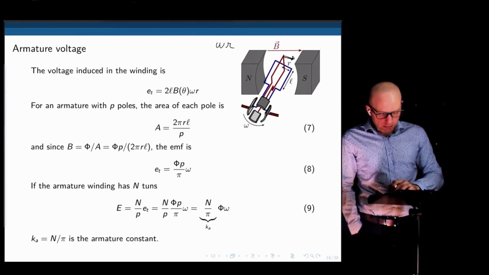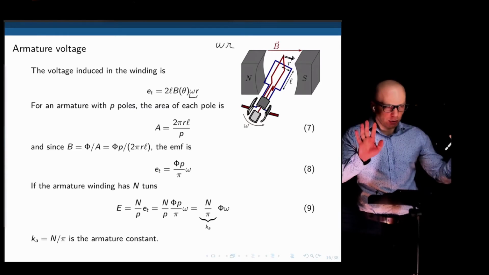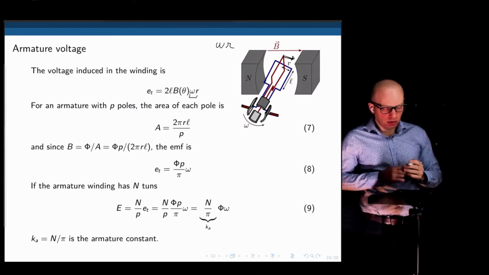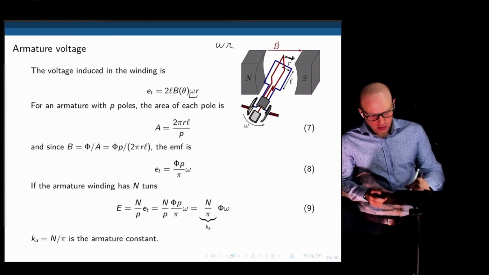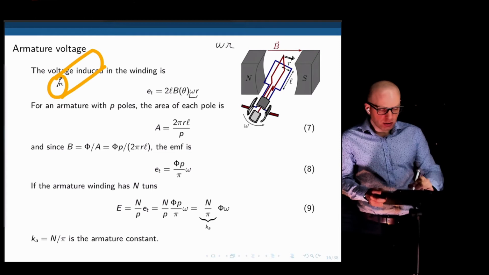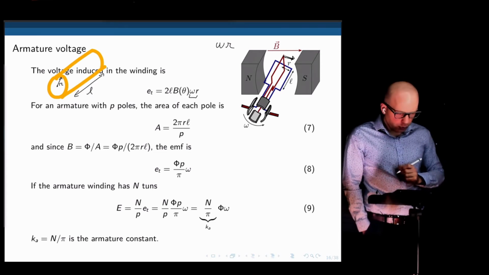If we have P poles, or pairs of north and south poles here, we can calculate the area exposed to the magnetic field. We can calculate this by assuming, for example, that we have a perfectly cylindrical configuration. This would be the radius, and this would be the length of that rotor.